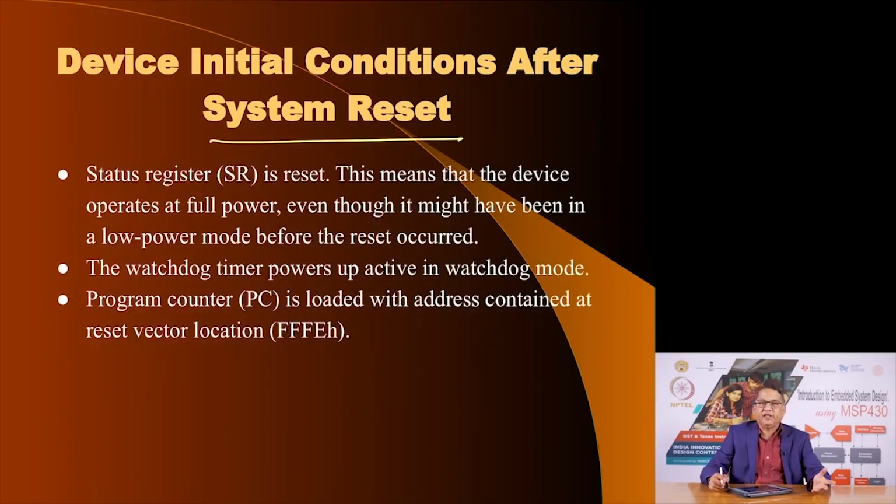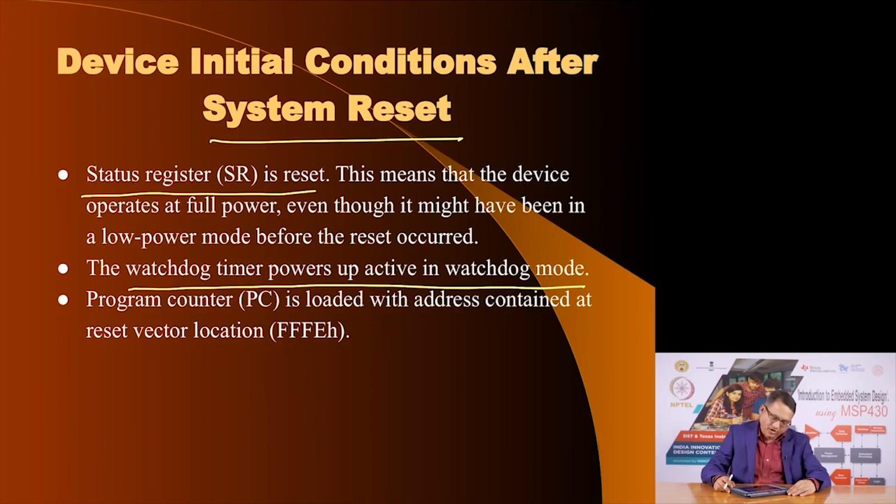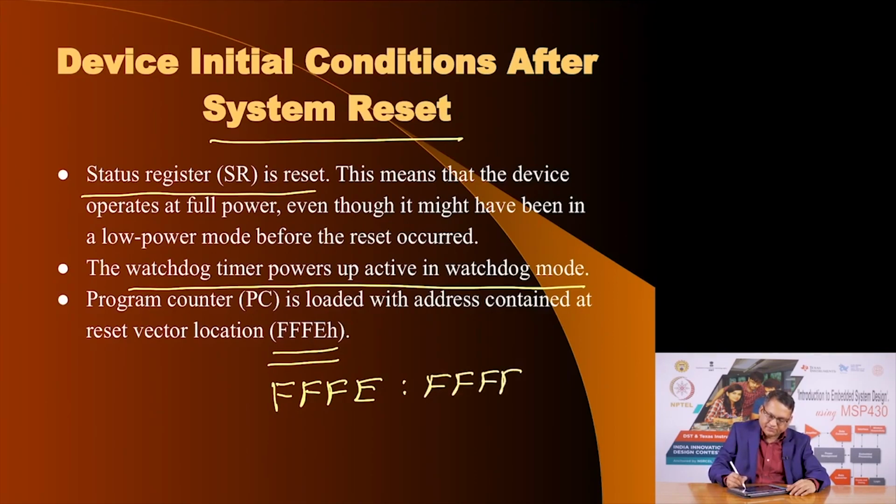After system reset, which means whether it is because of power on reset or power up clear, the status register is set to 0. That means, if you have been operating in low power mode, you will come out of it. The watchdog timer becomes active in the watchdog mode, and the program counter is loaded with the reset vector location, which is this, and as we have mentioned, 2 locations are required for the address of the memory where our program is located, and these 2 addresses are FFFE and FFFF.